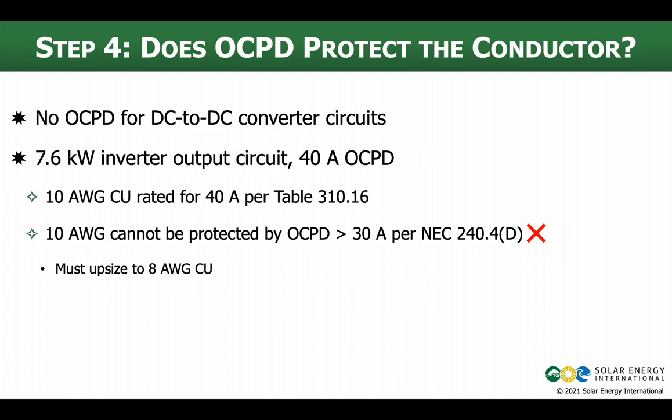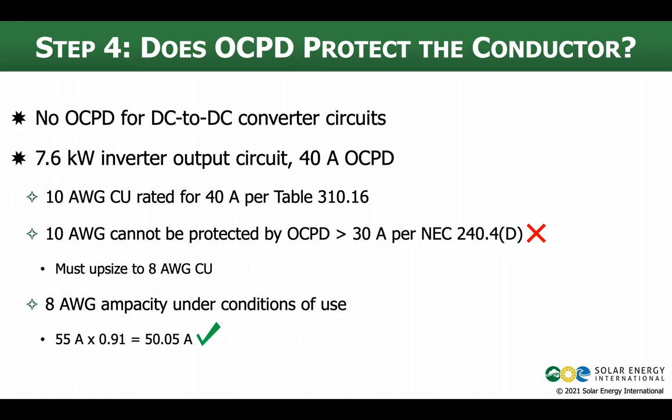That means we need to do what? We need to go to a bigger wire, upsize it to the next size, 8 AWG, copper THWN-2. That conductor, under the conditions of use, we take its 55 amp rating from Table 310.16 in the 90 degree C column, we apply that same 0.91 temperature correction factor, and we see that the conductor has a corrected ampacity under the conditions of use of 50.5 amps. It's protected by a 40 amp overcurrent protection device. We're good to go. We get the green check.